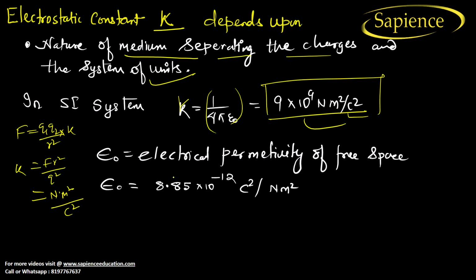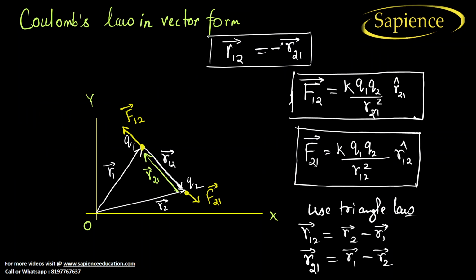Now, the most important thing: what is epsilon naught? Epsilon naught is the electrical permittivity of free space, and it has the value 8.85 times 10 to the power minus 12 Coulomb square per Newton meter square. I hope you have understood this.